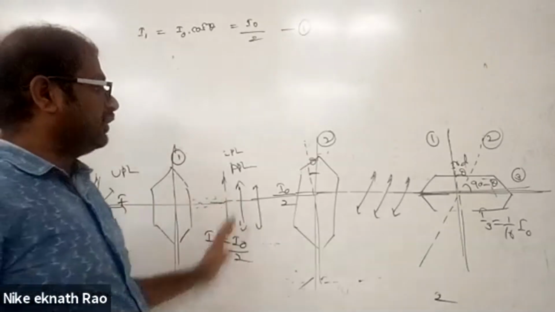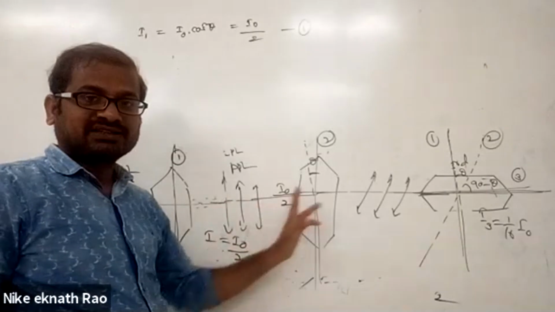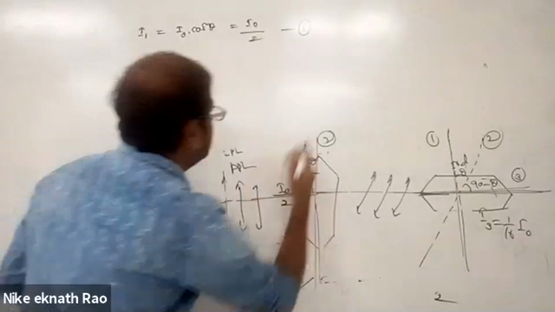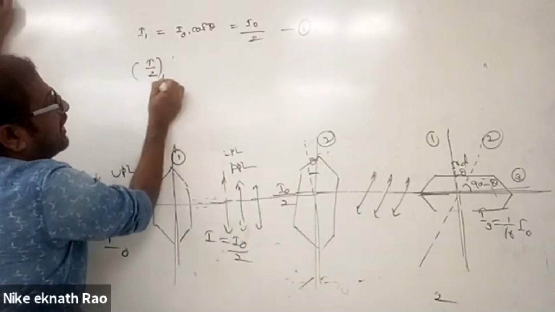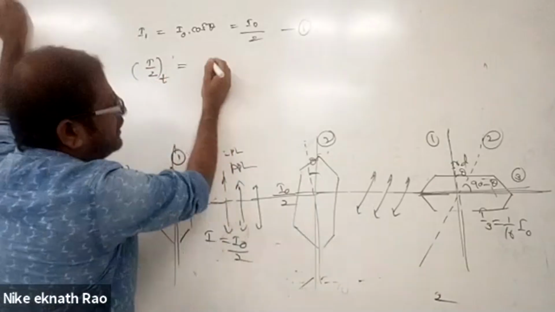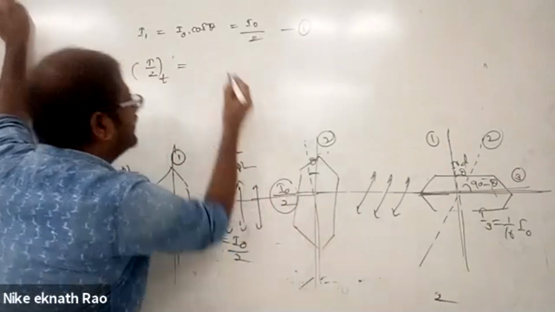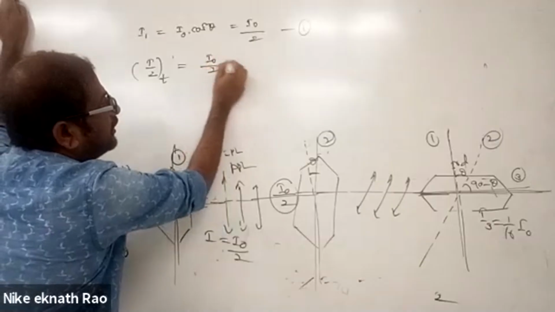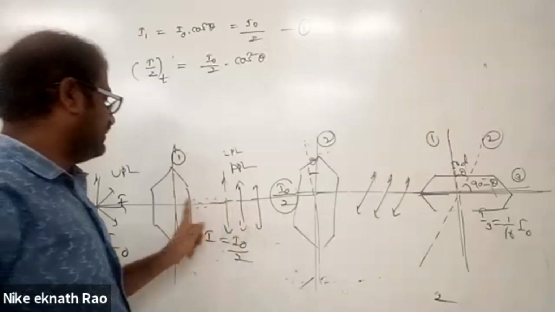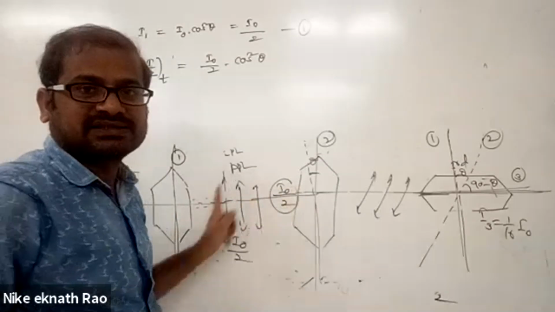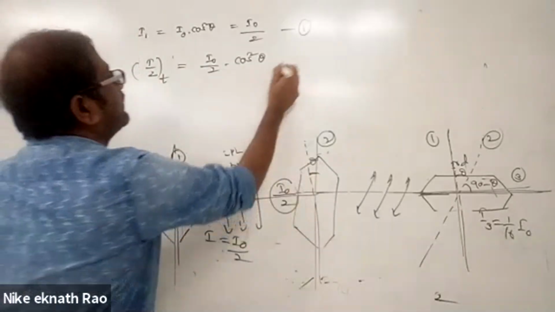Now this I naught by 2 becomes incident light on the second polaroid. The transmitted light coming out of second polaroid is equal to what is incident on it. How much is incident on it? I naught by 2 into cos square theta, where theta is angle between these two polaroid axes. Okay, this is second point.